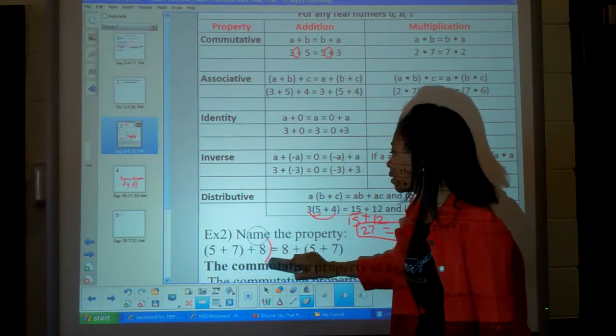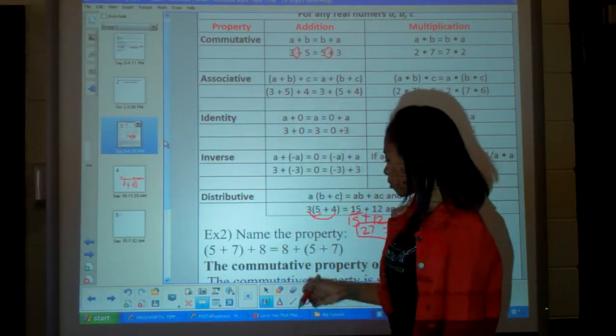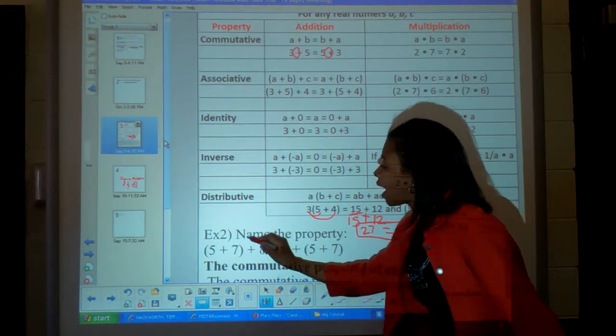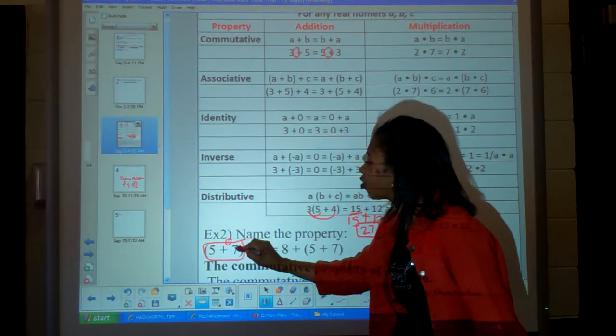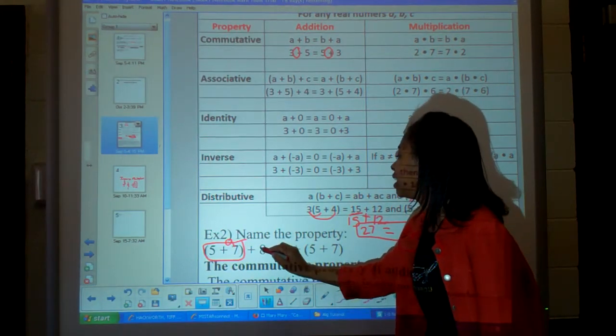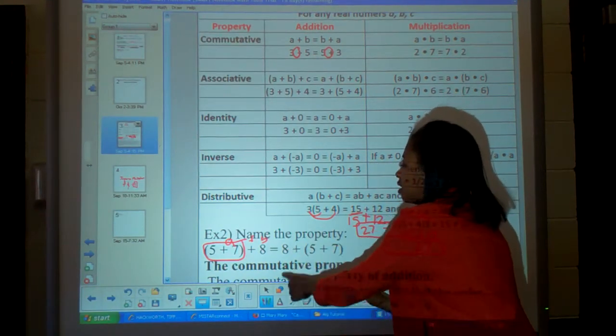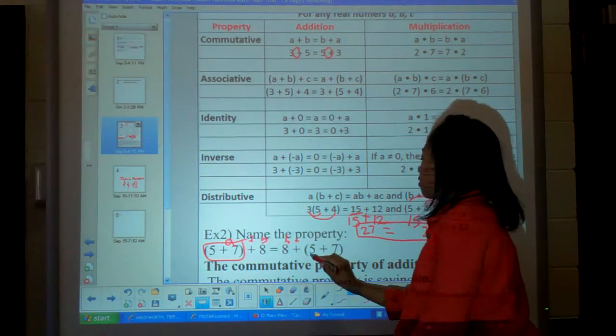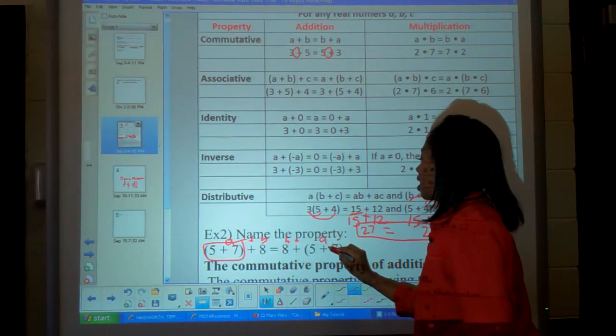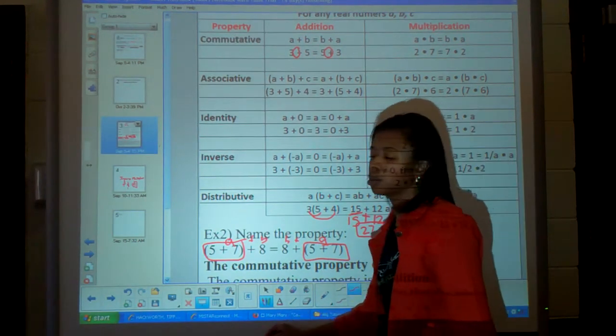Again, I say this is going to be commutative property because the 5 plus 7, the whole thing, is considered A, and the 8 is considered B. So A plus B is there, and then, again, the 8 is the B, plus 5 plus 7 is going to be the A, because that's the whole thing. And there are your notes for this section.